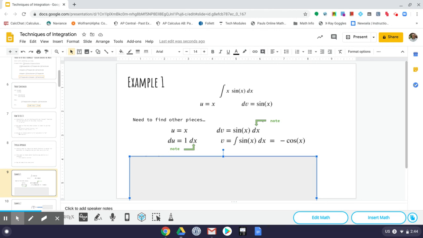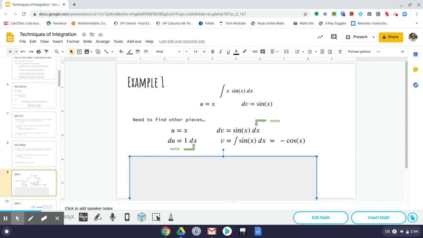So do not forget your dx whenever you take the derivative of u. On the other side, dv is equal to sine x, which we already said. Notice that I'm including the dx there because remember, when you take the integral, v equals the integral of sine x, we have that dx out there. So I have to include dx, okay? Because that is actually taking the place of everything that's inside of the original integral. So I've taken care of x and I've taken care of sine x dx.